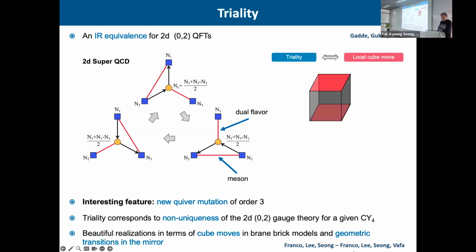And I also told you that in the class of brane brick models, if you want to, triality is very general, but if you want to consider the trialities that relate brane brick models to theories that are also described by brane brick models, what you have is some kind of a local operation whose simplest representative is the cube. And it just corresponds to doing this replacement somewhere in the brane brick model. Okay. Questions so far?